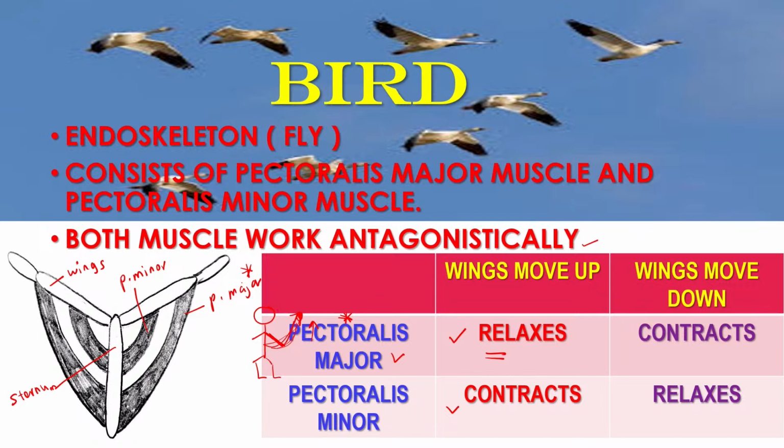Same thing when you put your hand downward. Look here. What happened to the major? The pectoralis major will contract, and at the same time the pectoralis minor will relax, and this will cause the muscles to work antagonistically. So this is the easiest way that you can understand.